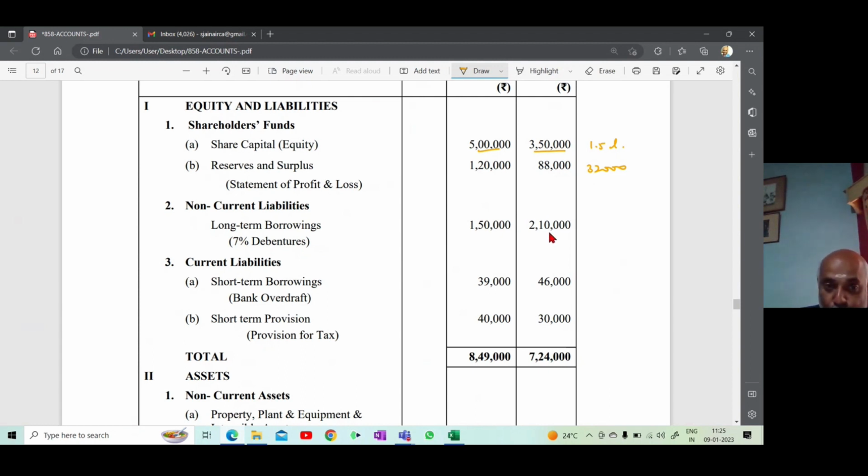Last year, your debentures were 2,10,000, but now it is 1,50,000. That means 60,000 worth of debentures have been redeemed. And remember, it carries 7% interest.